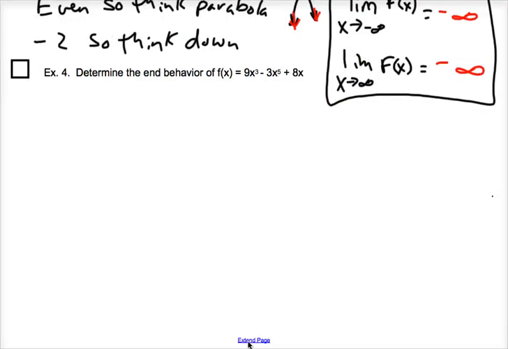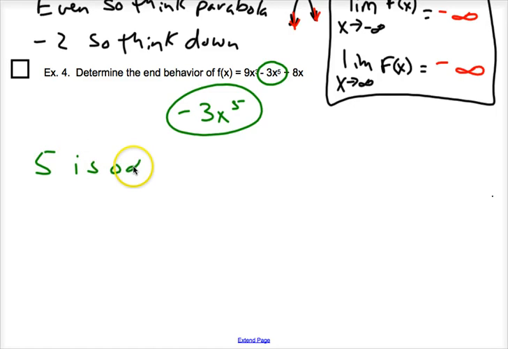Next one, a little bit tricky because it's not in standard form. You actually should focus in on the -3x to the 5th because that's got the biggest power. And because it's a 5, that's odd. 5 is odd. So think line.